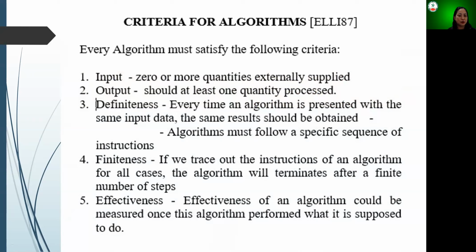So when we say input, these are externally supplied by the user. So external supplies definitely come from the user. So it could be 0 or more quantities. Remember my first problem, or our first example kanina: you're going to create an algorithm that simply displays numbers from 1 to 10. So definitely, it won't ask anything from the user. Walang data manggagaling sa user. So there's no externally supplied. So 0 quantity of an externally supplied.